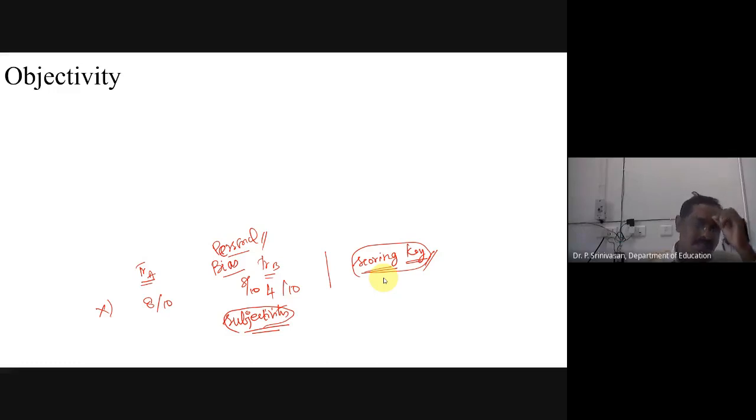Since the scoring key is there, the problem has been reduced. Biasness will be reduced. And the other is to go for externals. One is the scoring key, the second is not using internals. Every mark will be awarded by the external. Externals means they do not know you.